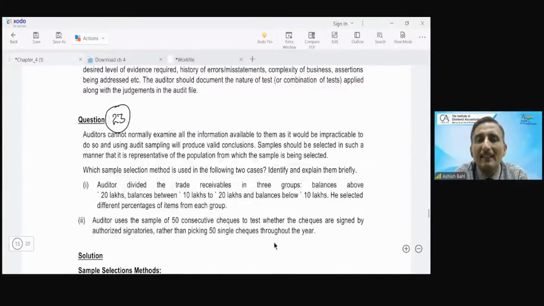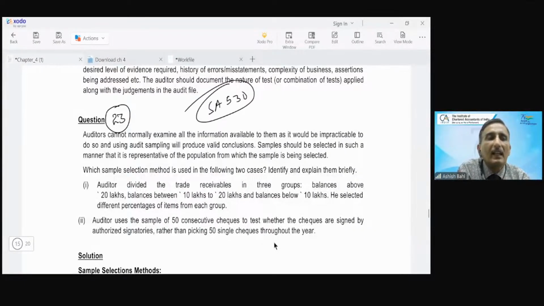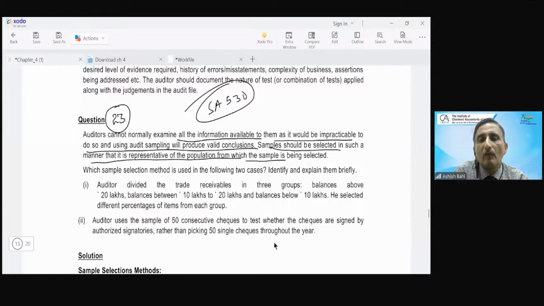Auditor cannot normally, this is about sampling, SA 530, auditor cannot normally examine all the information available to them, as it would be impracticable to do so. Obviously, he can't check all transactions. Therefore, he resorts to sample checking. He resorts to sampling. So samples should be selected in such a manner that it is representative of the population from which the sample is being selected. Which sample selection method is being used in the following cases?